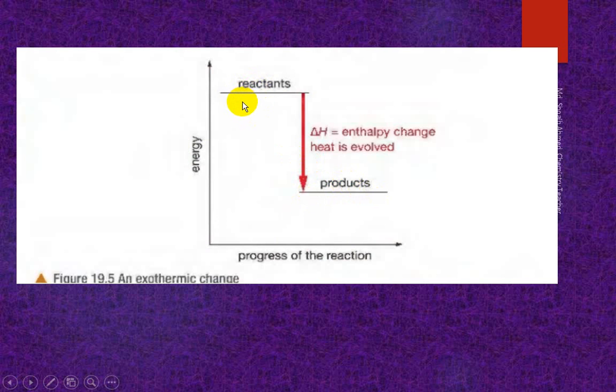When the reactants participate in the reaction, products are formed. The reactants contain more energy and the products contain less energy. So what will be the excess energy? This excess energy is released to the surroundings. For these reasons, in an exothermic reaction, energy is released to the surroundings.